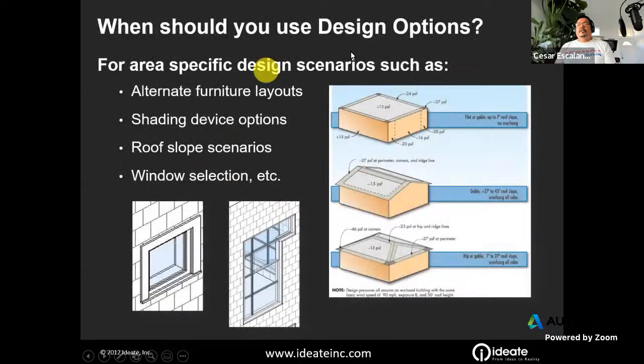But again, when is it not useful to use design options? When you have scenarios that span multiple floors. So as soon as you introduce multi-floors, I think it's better to create a different model. It's just starting to get very complicated to control visibility in level 1, level 2, level 3.